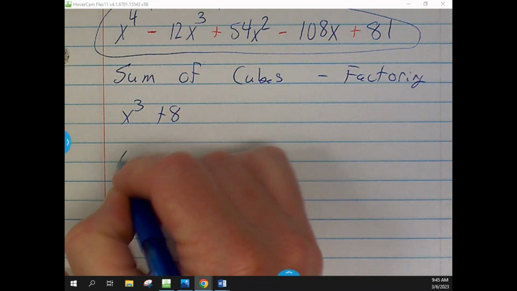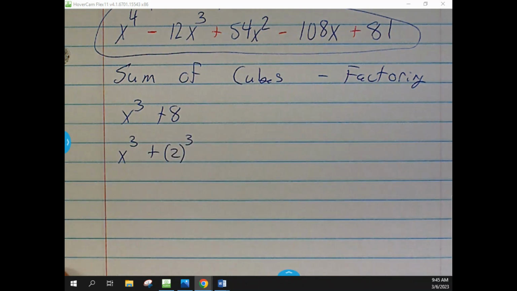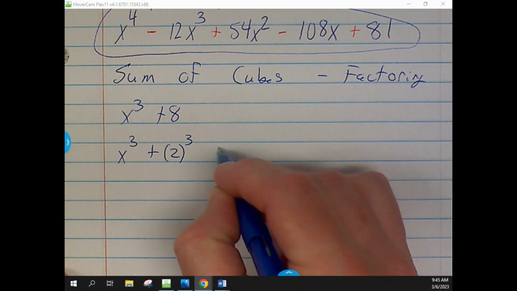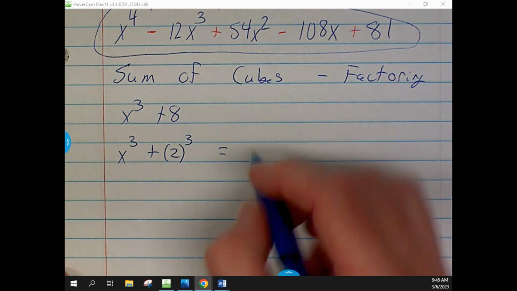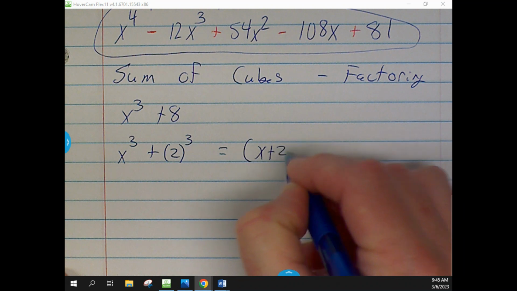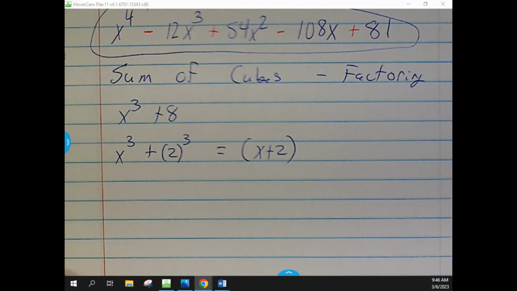That you've got to break it down. So it's something cubed plus something cubed. If you have a number like 8, you've got to rewrite 8 as 2 to the third power. Basically, here's what you're going to do. Whatever these two cube things are, you're going to rewrite those without the cube part. So if it's x cubed plus 2 cubed, it's just x plus 2.